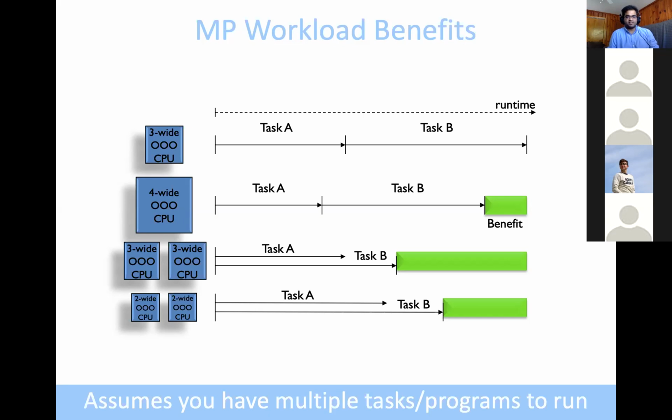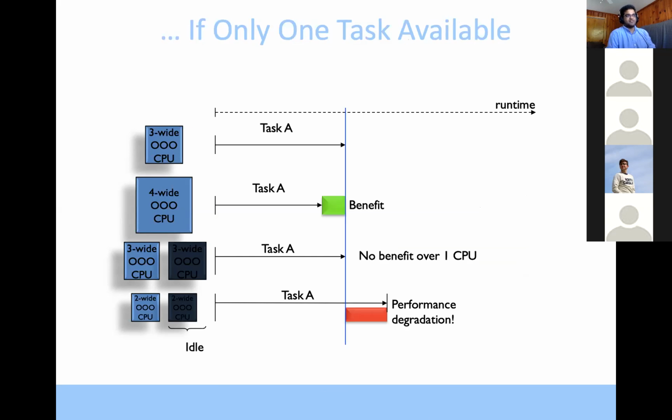There's an assumption, which is that you have multiple tasks or programs to run. What happens when you have only one process, right? When you have a 3-wide CPU, it takes that much. 4-wide, a little better. You have 2 of these, no real benefit, that's fine. You come to the 2-wide, you actually have a performance degradation.